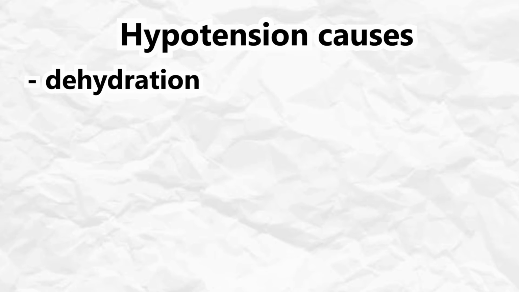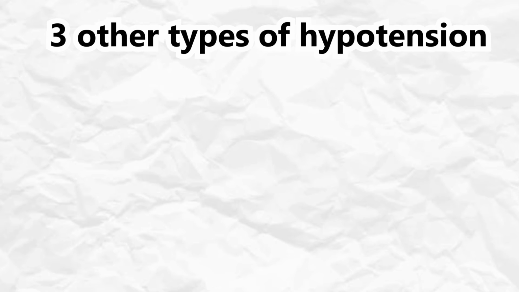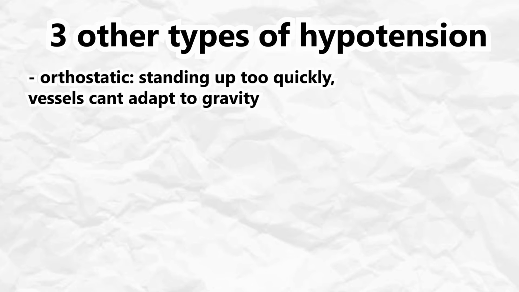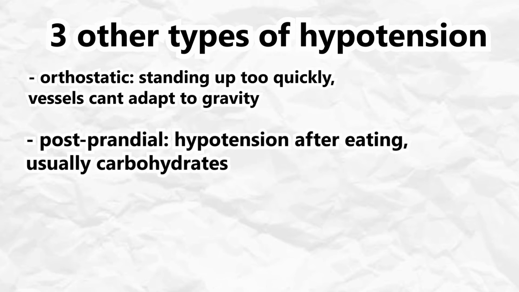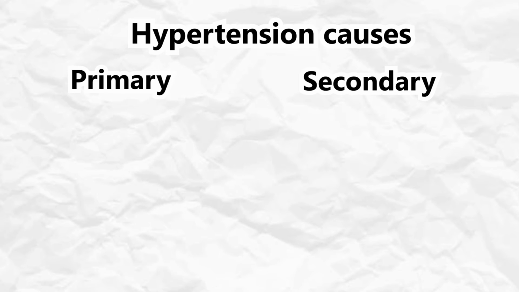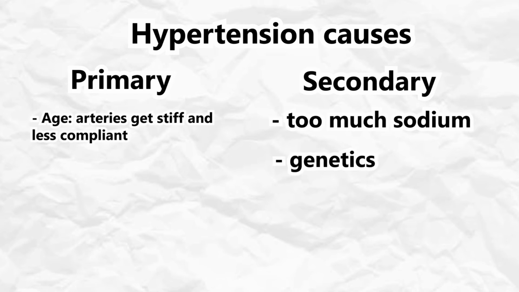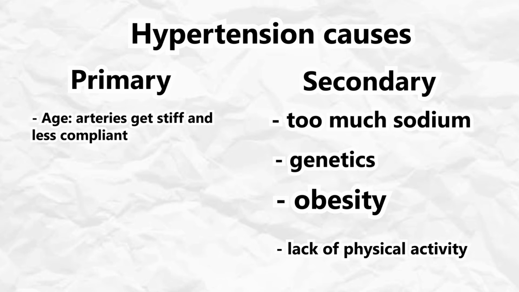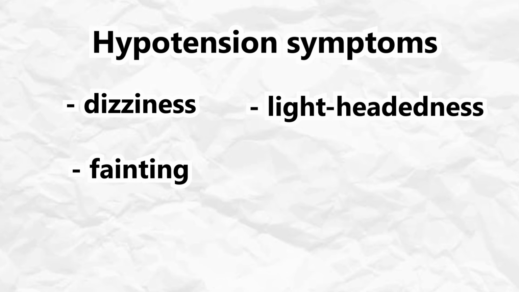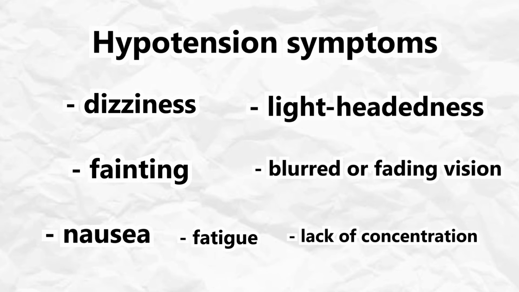Hypotension is caused by dehydration, blood loss, and lack of nutrients. There are 4 types of hypotension. Orthostatic is when you're dizzy when standing up, postprandial is dizzy after eating, and neurally mediated is dizzy when standing or exercising for a long time. As for hypertension, it is caused primarily by age and secondarily by too much sodium, genetics, obesity, and lack of physical activities.